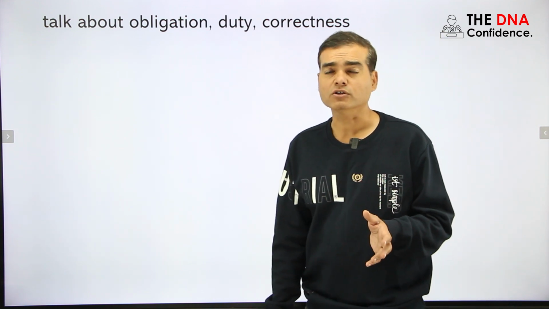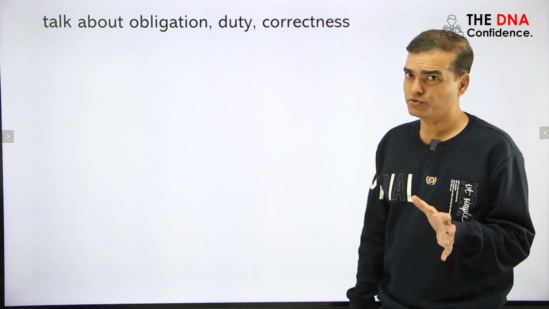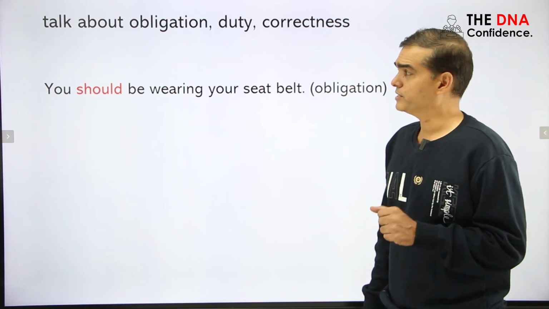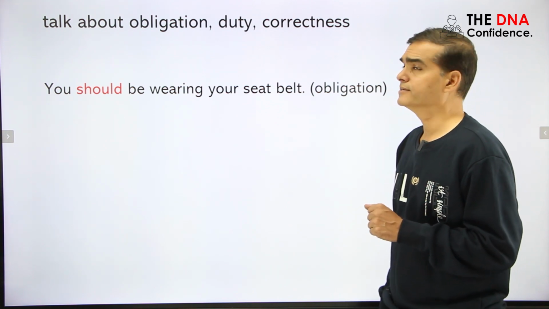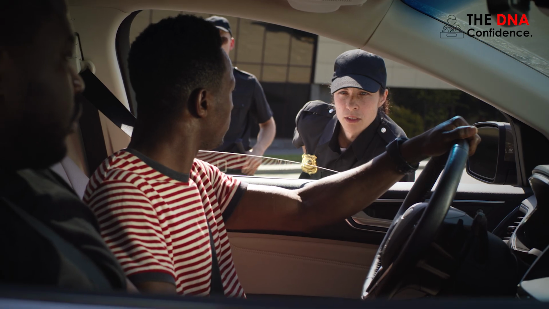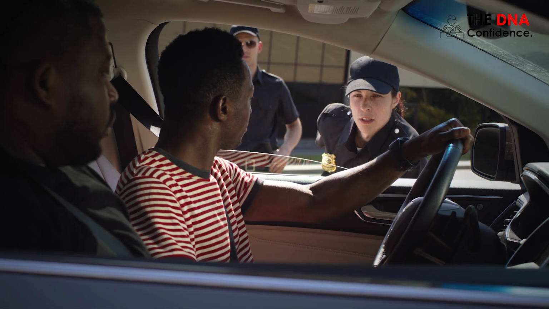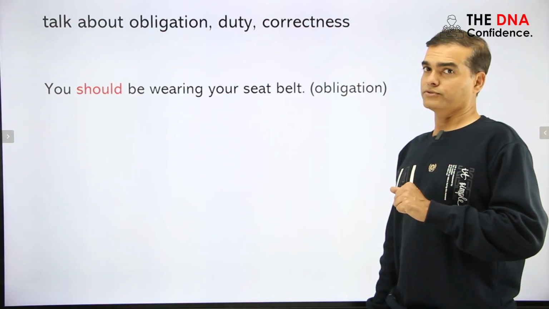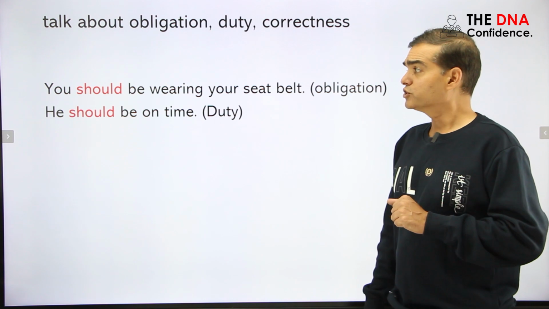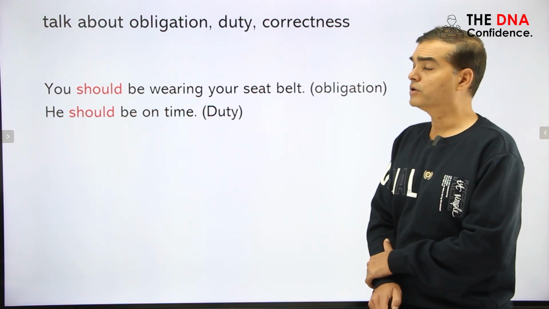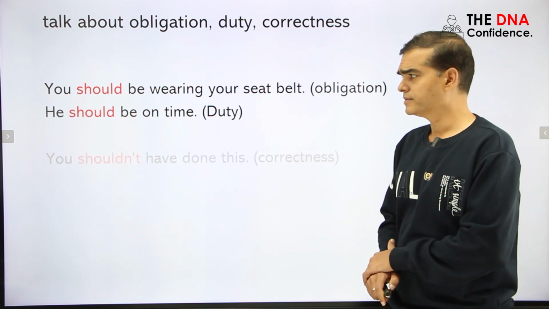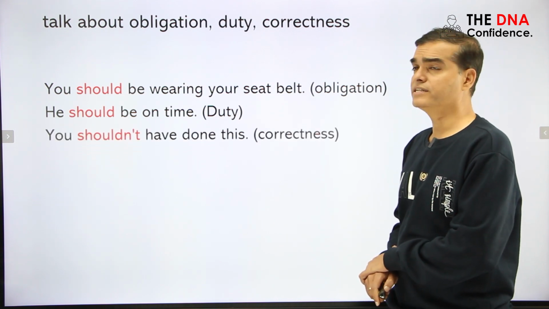Talk about obligations. Obligations means compulsions. Your duties, your job, your responsibilities, or your correctness. For example, you should be wearing your seat belt. Obligation it is. A police officer will come and say to you, you should be wearing your seat belts. Do you wear seat belts? I wear seat belts. He should be on time. You should be on time. They should be on time. Because it's a duty.